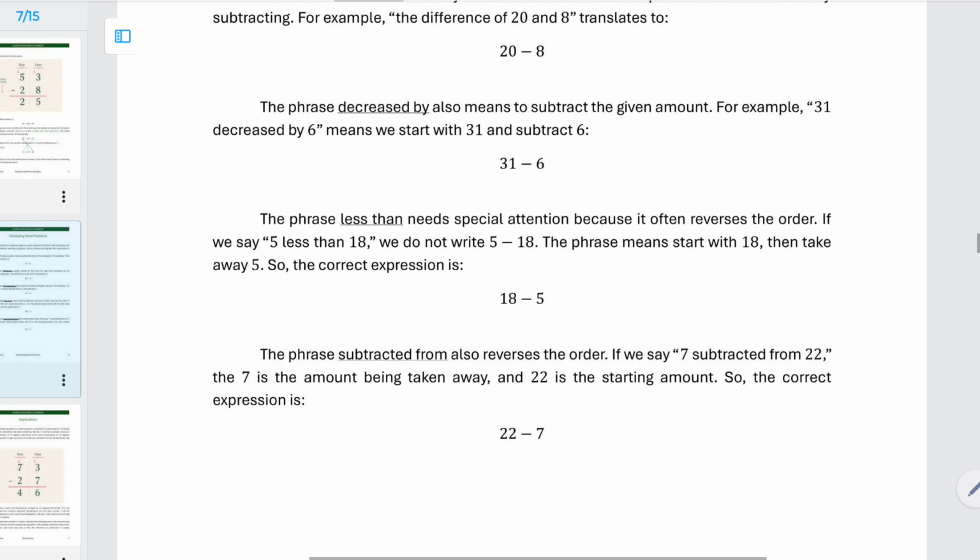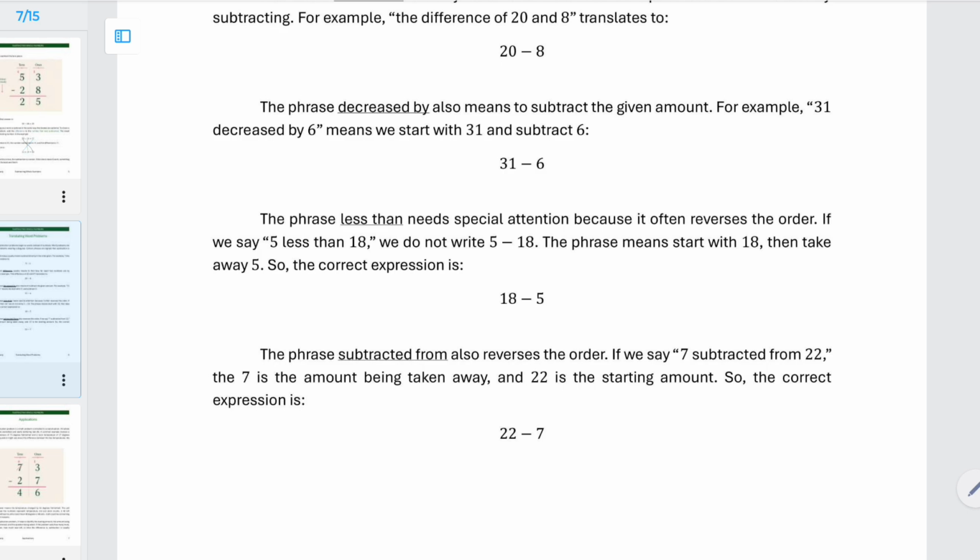The phrase less than needs special attention because it often reverses the order. If we say 5 less than 18, we do not write 5 minus 18. The phrase means start with 18, then take away 5. So the correct expression is 18 minus 5.